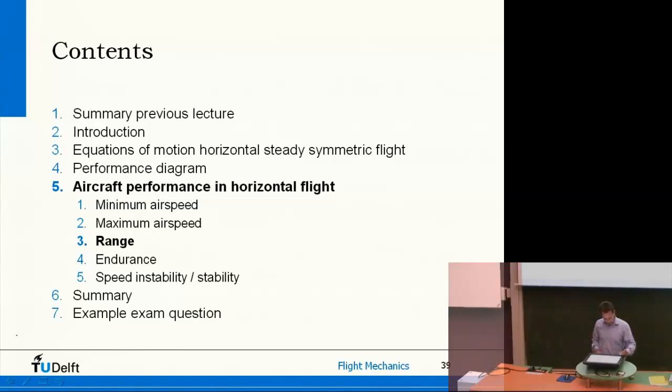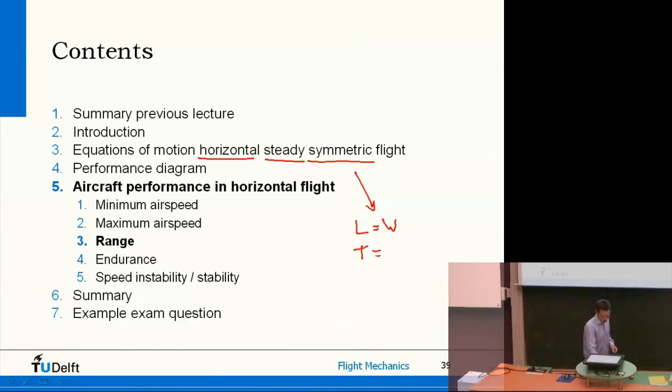Now, what we did was we looked at the equations of motion for horizontal, steady, and symmetric flight. And that's basically the most simple form. So you're flying at a constant altitude, you're not accelerating, and this meant that lift was equal to weight and thrust was equal to drag.